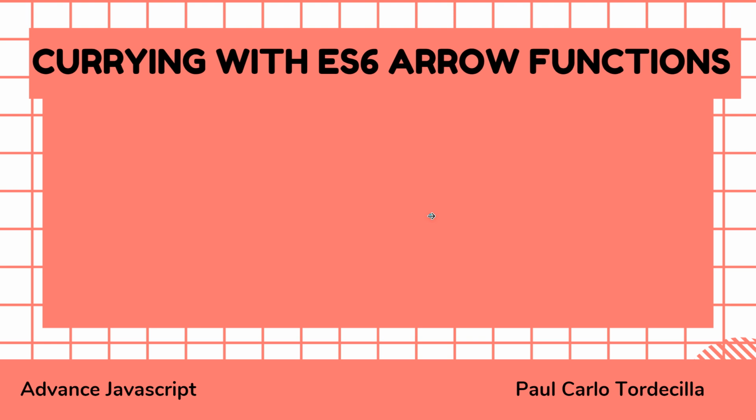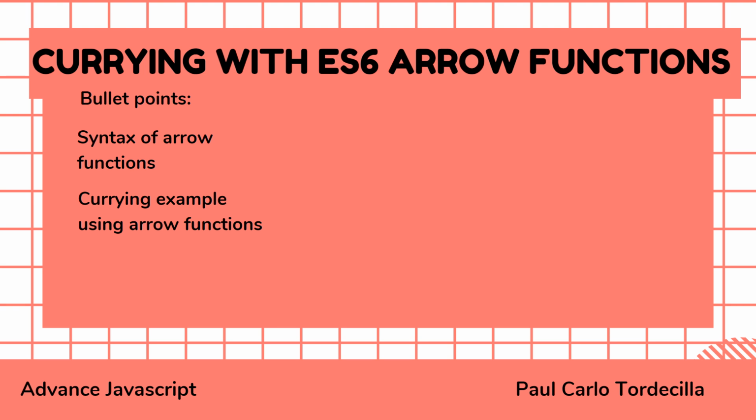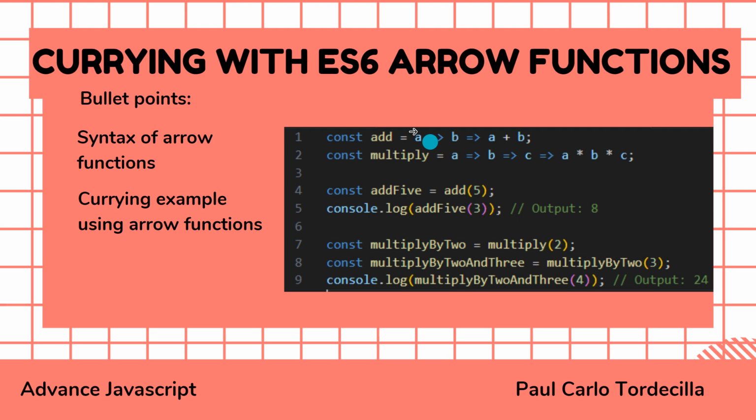Currying with ES6 arrow functions. With ES6, arrow functions provide a more concise syntax for creating curried functions. Let's rewrite our previous example using arrow functions to see how the syntax improves. Here, in this example, we created an arrow function a b, a plus b, then multiplied like this, then add 5, then this, then the output is 24.